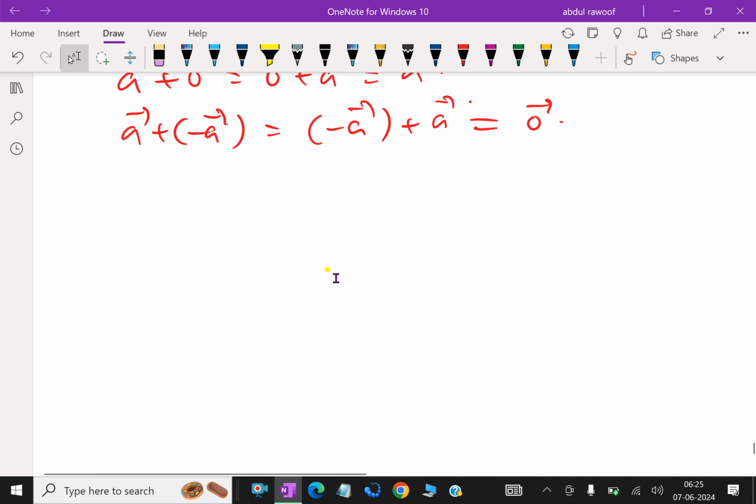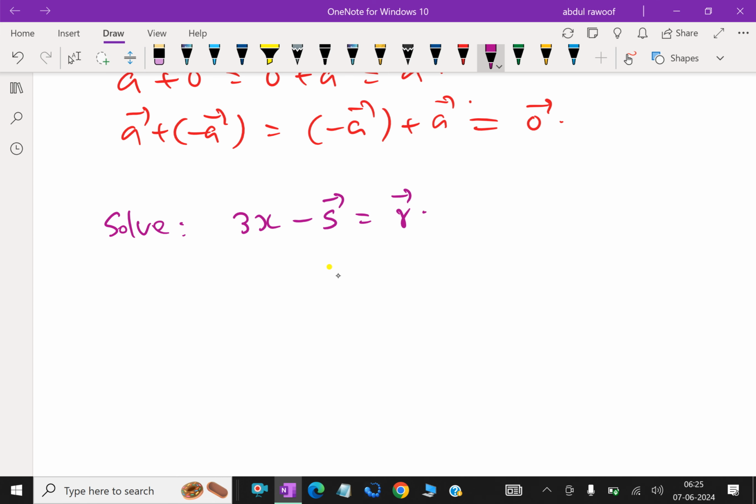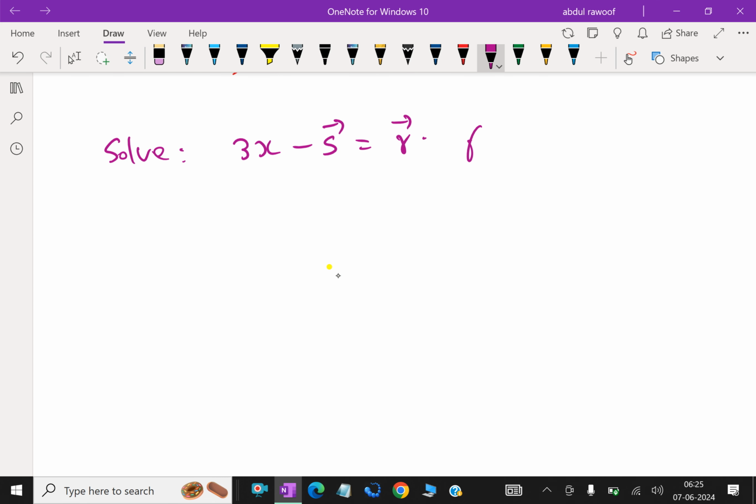Now, solving some problems. Look at here. Solve 3x minus s vector equal to r vector. How to find x? Find the x vector.